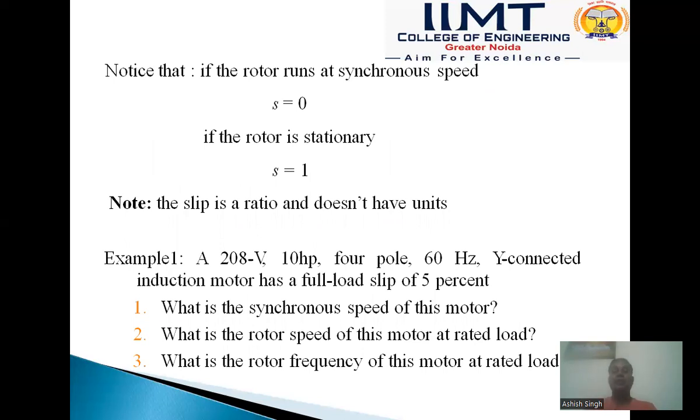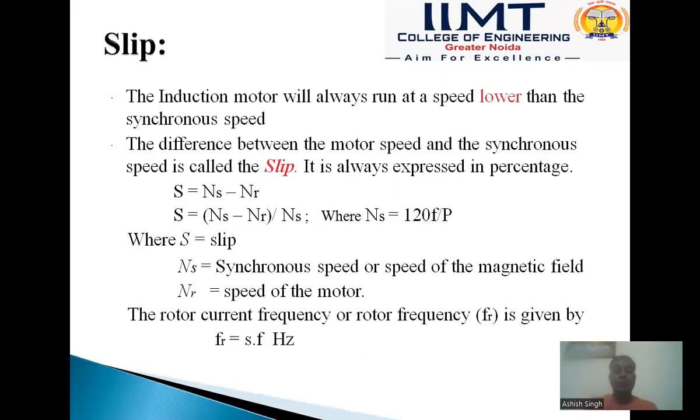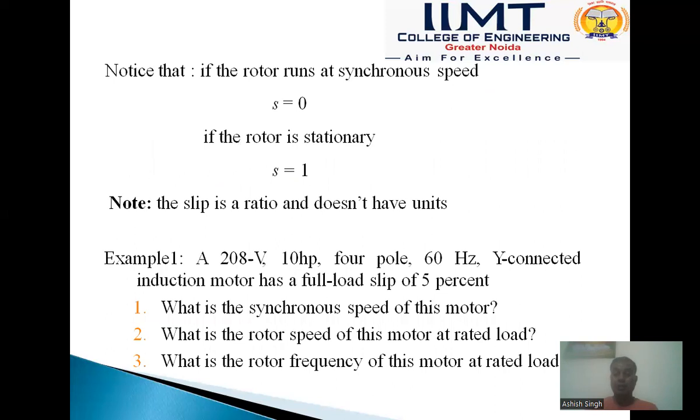And what will be the slip if the rotor is stationary? As we know, if the rotor is stationary, then the value of Nr will become 0. After putting Nr equals 0 in the slip formula (Ns minus Nr) upon Ns, it becomes Ns upon Ns, and it comes to 1. So the slip is a ratio and does not have any unit.